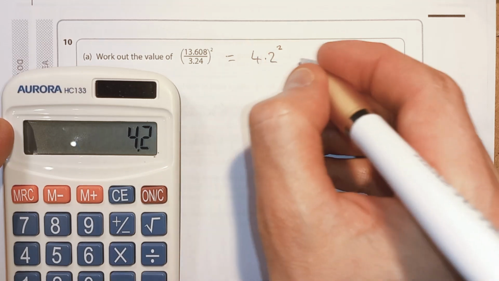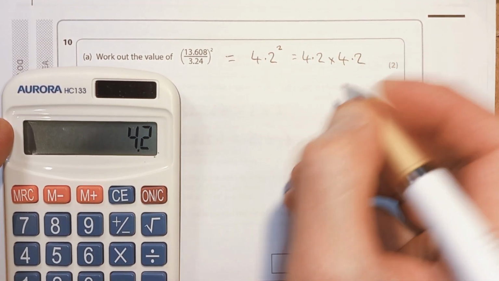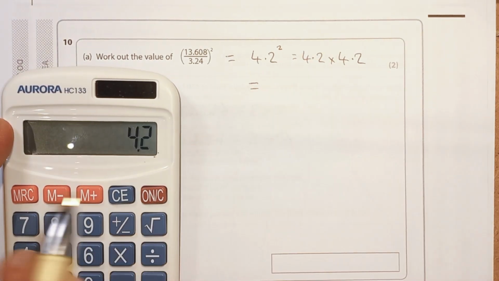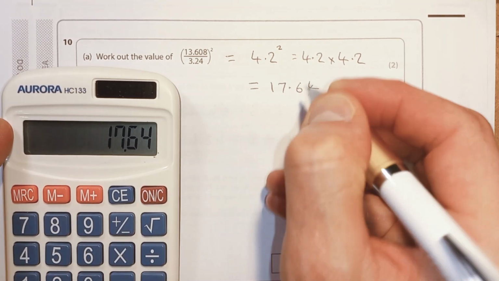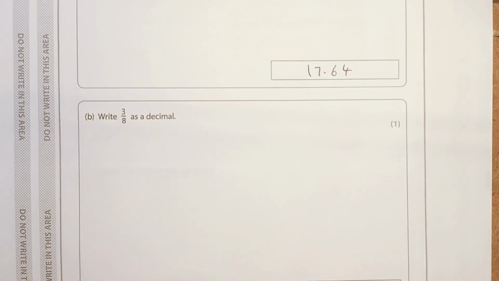So that just means 4.2 times 4.2, squared, just multiplied by itself, which is 17.64. You can write that here.